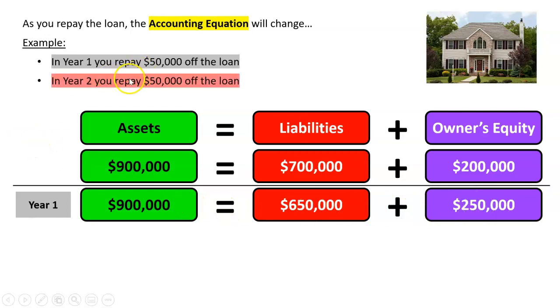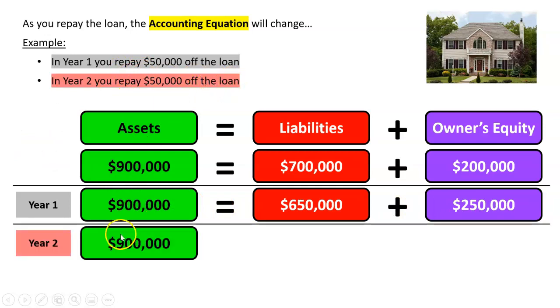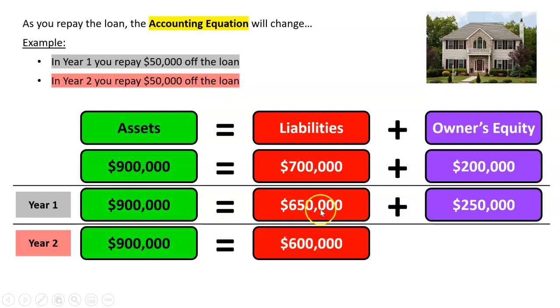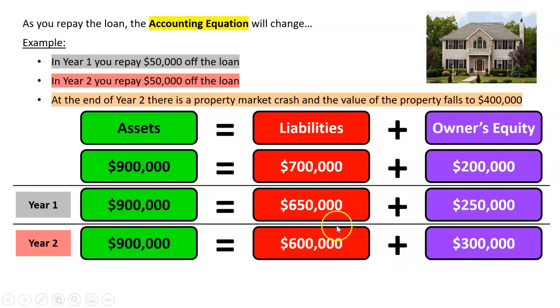Then in year two, you repay another $50,000. Well, that same thing happens. The house is still worth $900,000. You don't owe the bank $650,000. You only owe the bank $600,000. And what happens is your equity goes up against that asset.